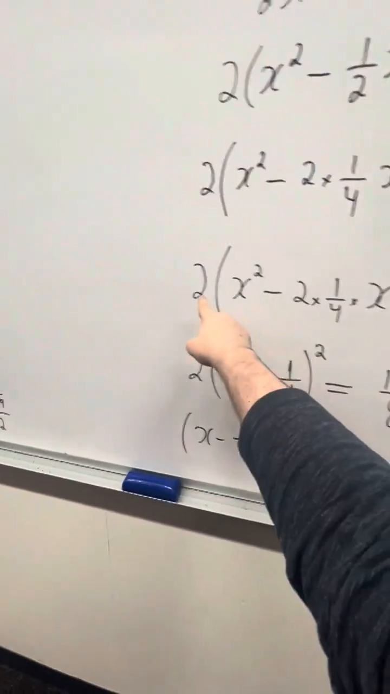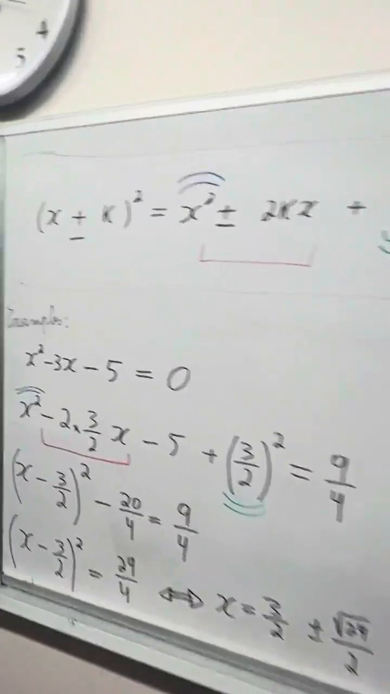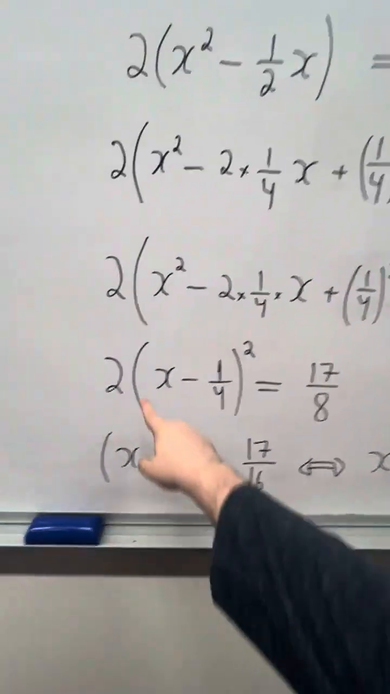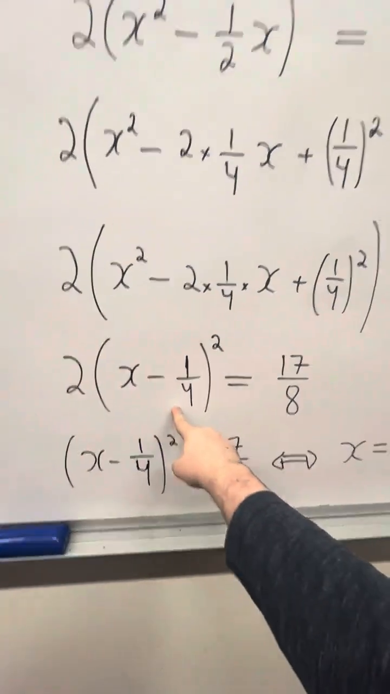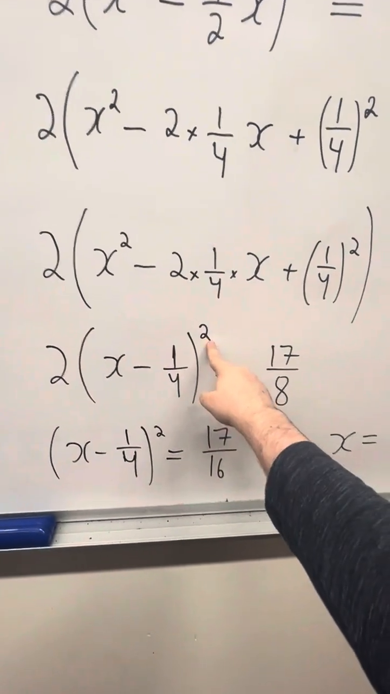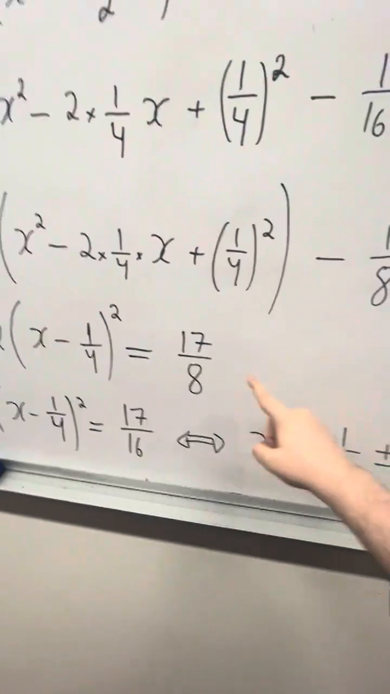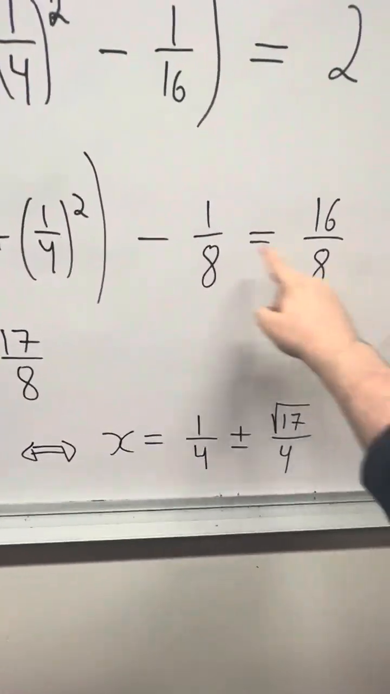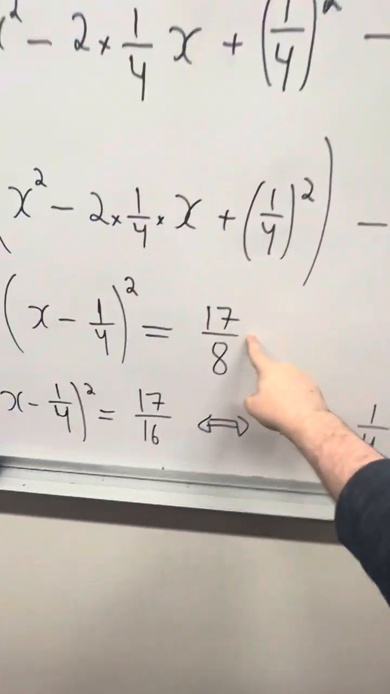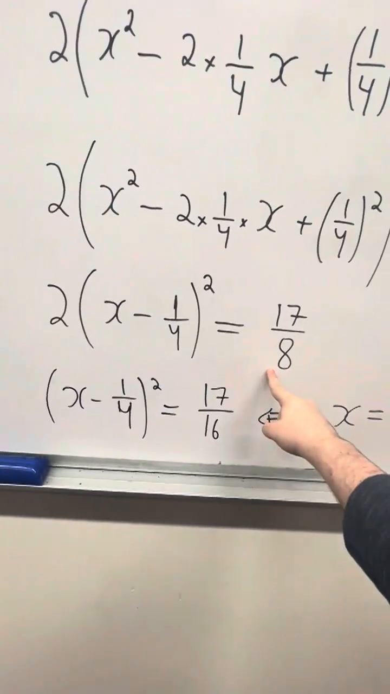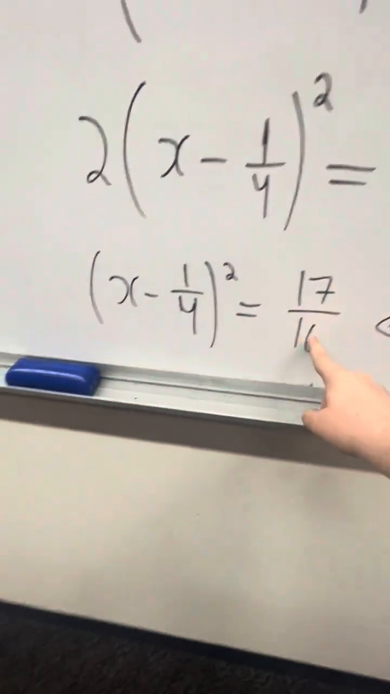Now this whole thing here, I can use my formula again. I keep the 2, and that's x minus 1 over 4 squared. Minus 1 over 8 goes to the right. 16 over 8 plus 1 over 8 becomes 17 over 8. The 2 goes to the denominator, 17 over 16.